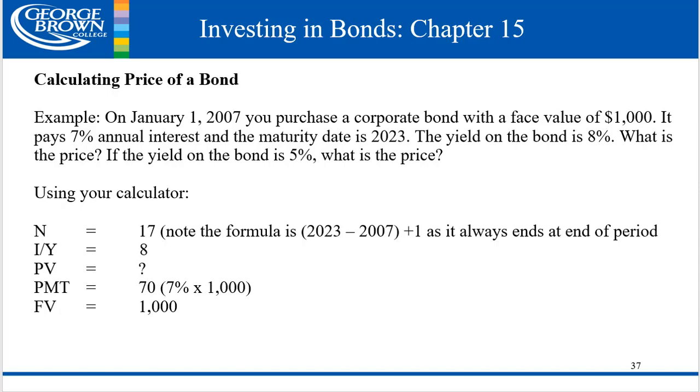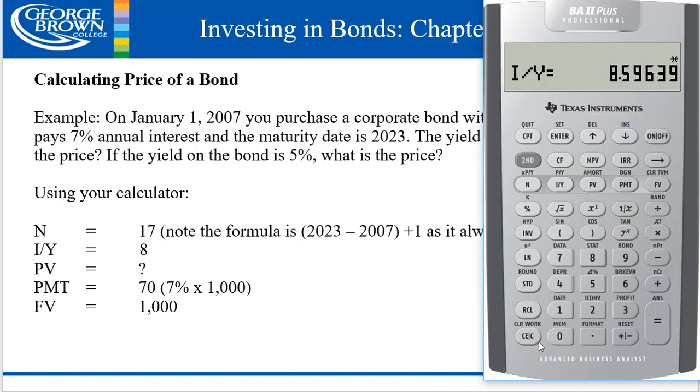Nevertheless, I'm going to stick with the same example. January 1st, 2007, you purchase a corporate bond with a face value of $1,000. It pays 7% annual interest, and the maturity date is 2023. But in this case, I'm saying the yield on the bond is 8%. What is the price? And then I'm going to show if the yield on the bond was 5%, what is the price? So we're going to bring up the financial calculator again. That was our I/Y from the previous example.